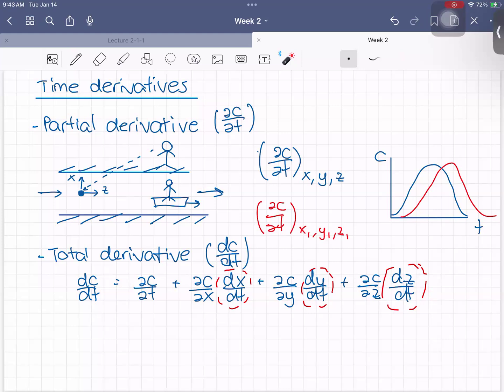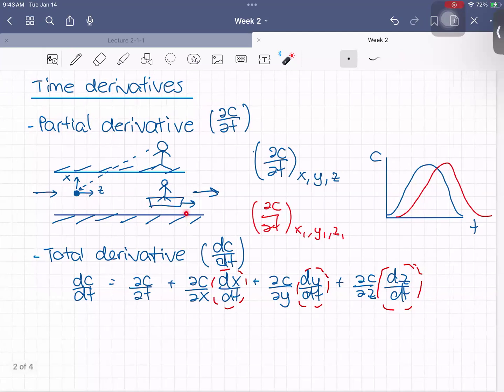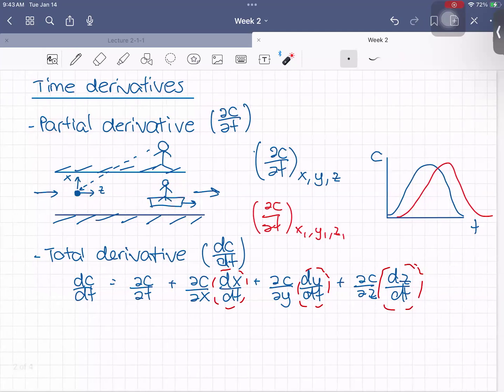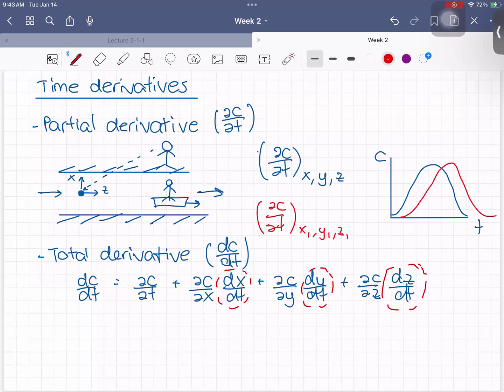So of course, what he's seeing in terms of the concentration change will be different from the previous one, which is the partial derivative, because he's now moving too, at a different speed. Any questions about this?